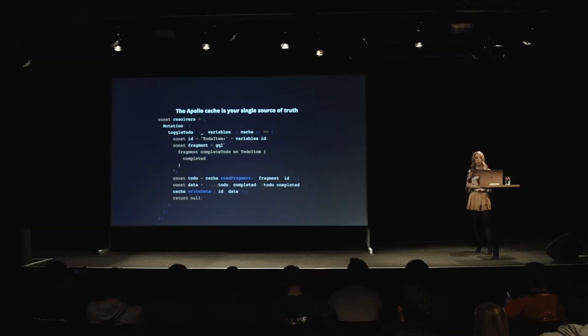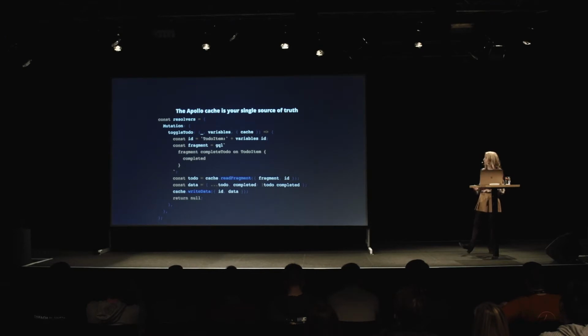First, in order to access the to-do item and toggle its state, we need the value that's already in the cache. So we use that cache key, the type name plus ID that I was talking about earlier, to grab that fragment from the cache. Once we read that fragment, we can look at the data and toggle the completed state of the to-do. Once we do that, we can write the new data to the cache. And by passing in the cache key as the ID to write data, you can write to an existing object in the cache, as opposed to just passing in data, which writes it to the root.